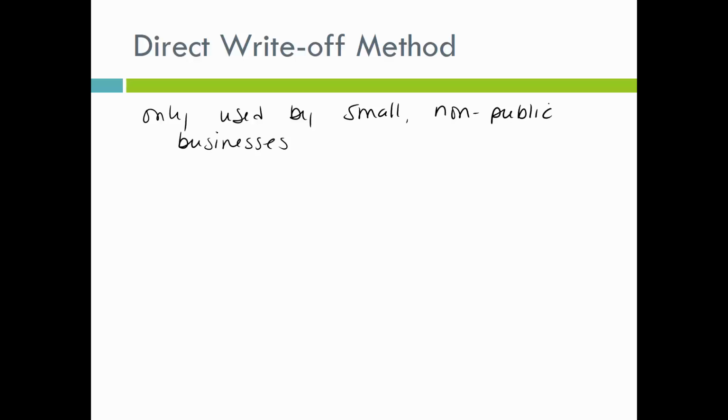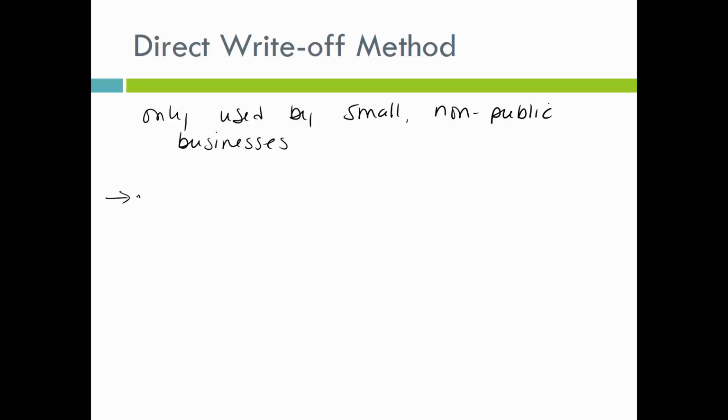So let's do the direct write-off method. Again, this is only used by small, non-public businesses. Non-public means they're not publicly traded, they're not out there trading their stock on the stock exchange, which really means probably nobody except a bank maybe is going to be looking at their balance sheets.